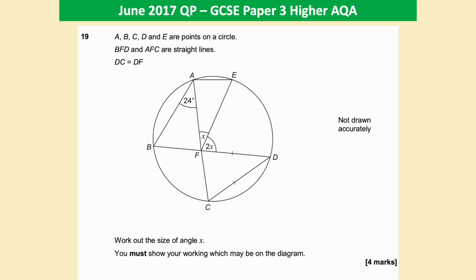Today we're going to be going through question 19 from the June 2017 AQA GCSE Maths Higher Paper 3, and the question's asking us to find x. If you would like to have a go at the question, please pause now before we continue.